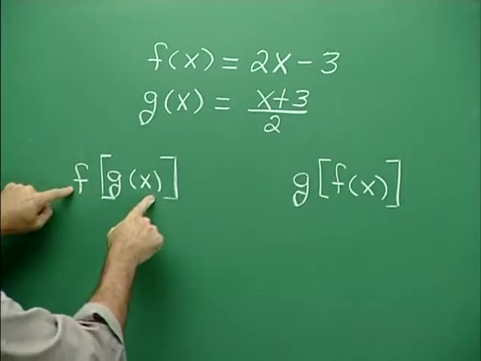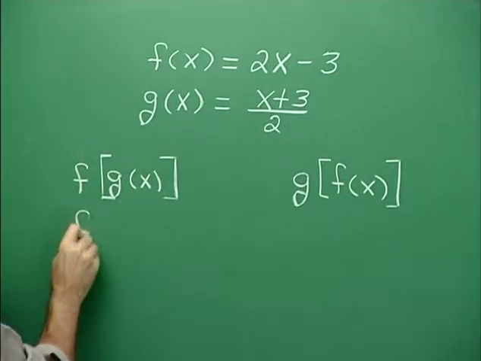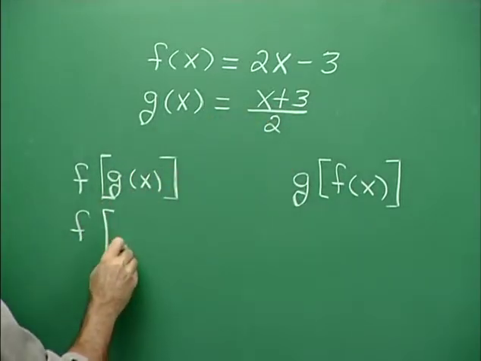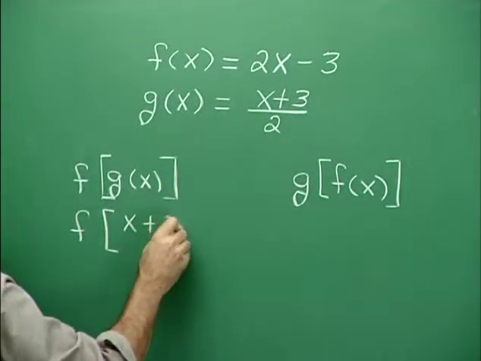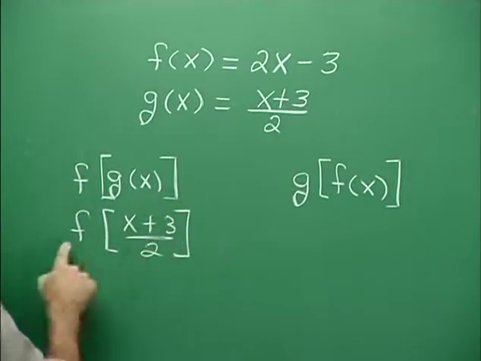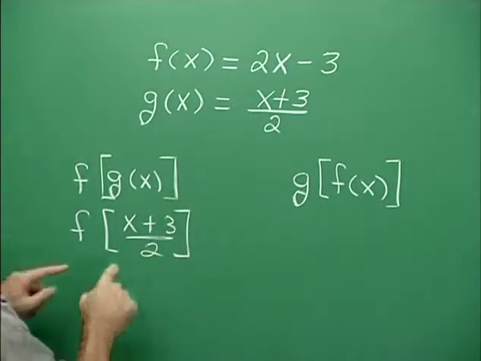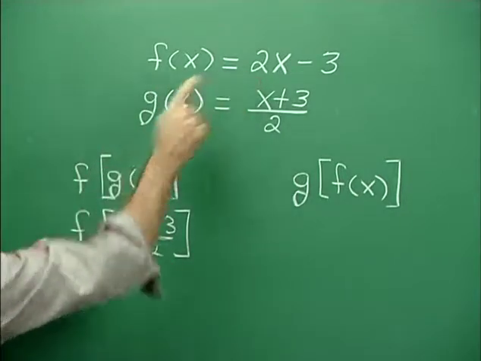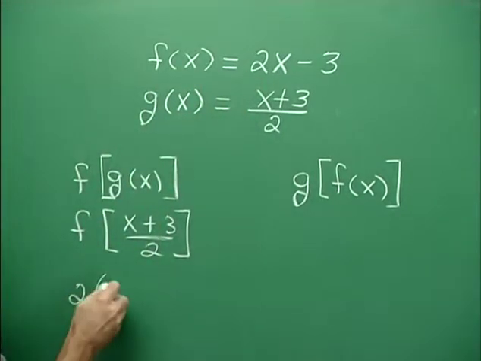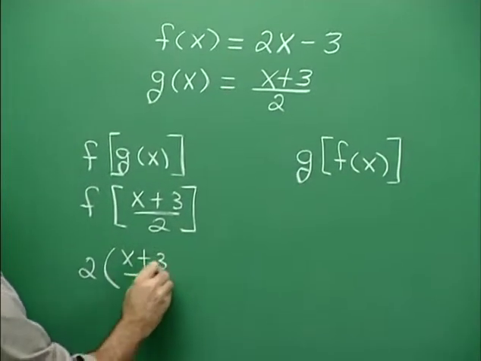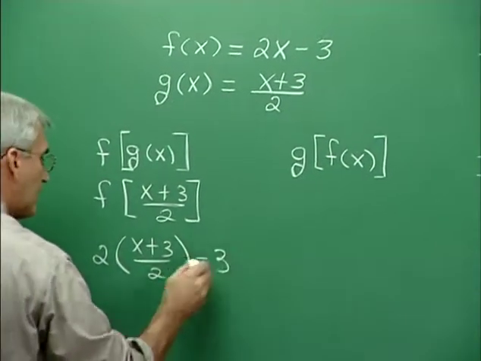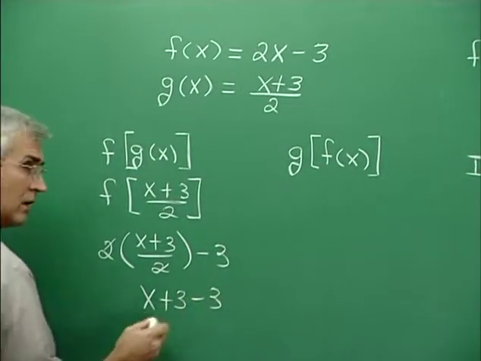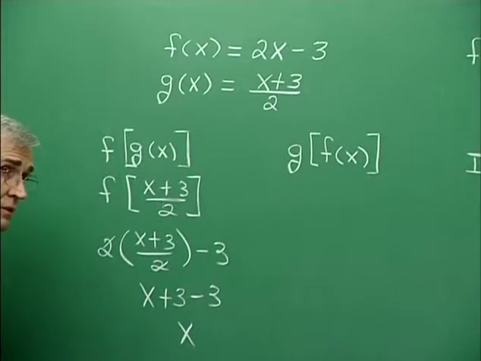Let's see. f of g of x means f of, what is g of x? g of x is that fraction business. So it's f of the fraction. Now, f of the fraction means in the f function replace x with the fraction. So we're going to take that expression and replace x with a fraction. So we have 2 times the fraction, then minus 3. The 2's go out here, and we have x plus 3 minus 3. The 3's go out, and we have x.